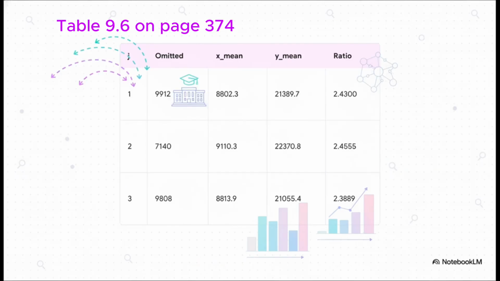Think back to example 9.7, where we analyzed the ratio of out-of-state to in-state college tuition. To find the jackknife variance of this specific ratio, we strategically drop one observation at a time. So, in replicate 1, we drop the tuition values of 9,912. We completely recalculate the average x, the average y, and we get a brand new ratio of 2.4300. In replicate 2, we put that first observation back in and drop the second one, 7,140. Now we get a new ratio of 2.4555. We do this for the entire dataset, generating ratios that shift just a tiny bit each time.